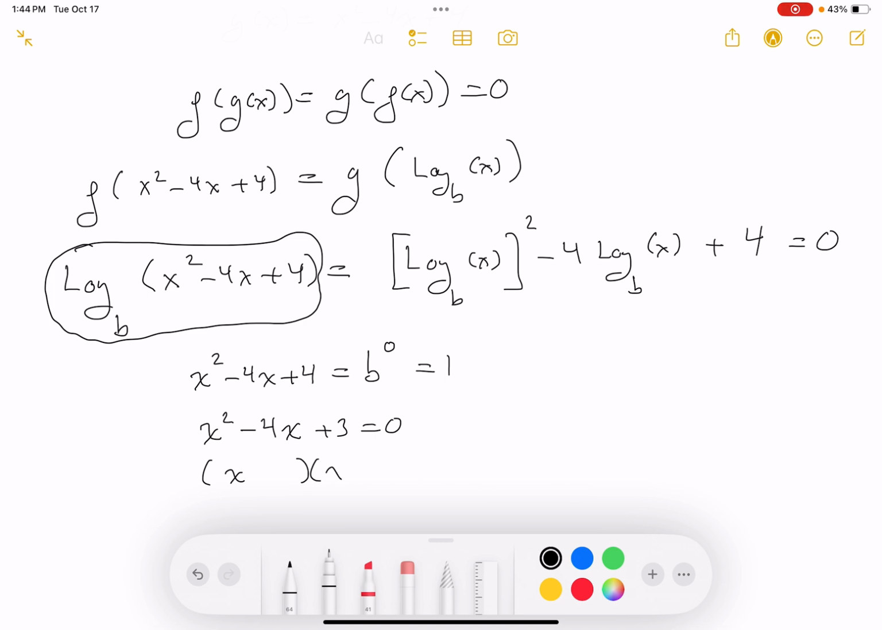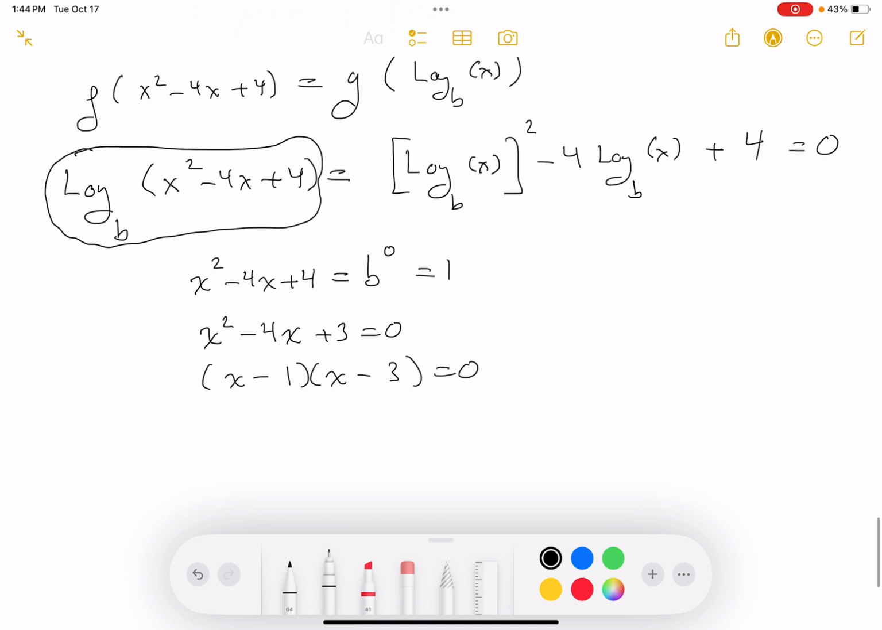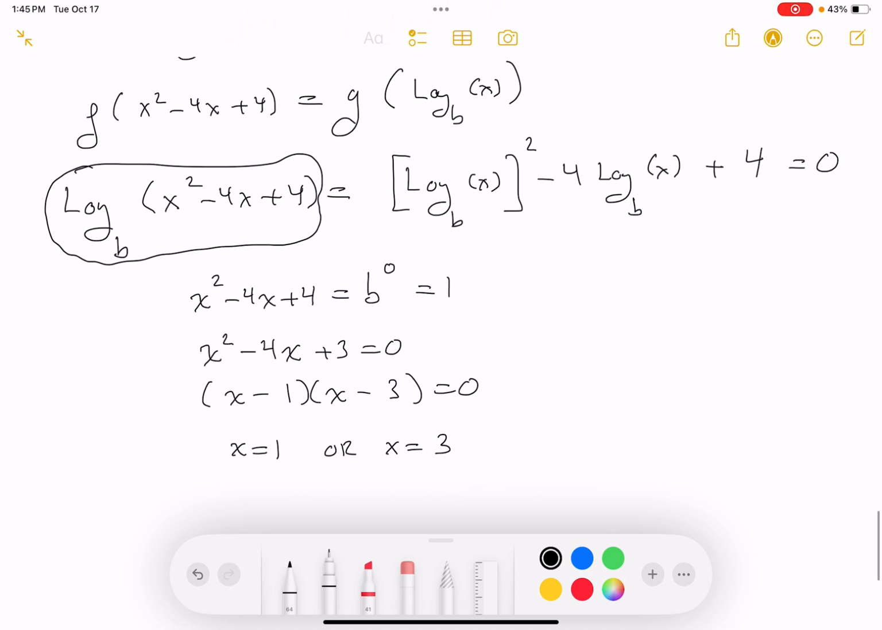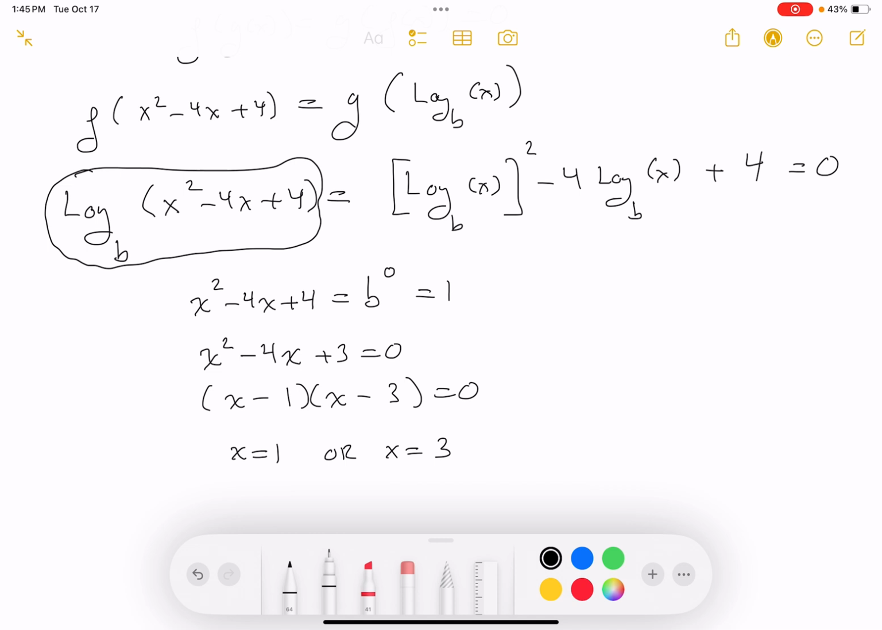X and x equals 0. And that would be 3 and 1. Minus minus. X equals 1, or x equals 3. All right? So, I think I'm getting kind of close, but I'm not sure if I have that yet.